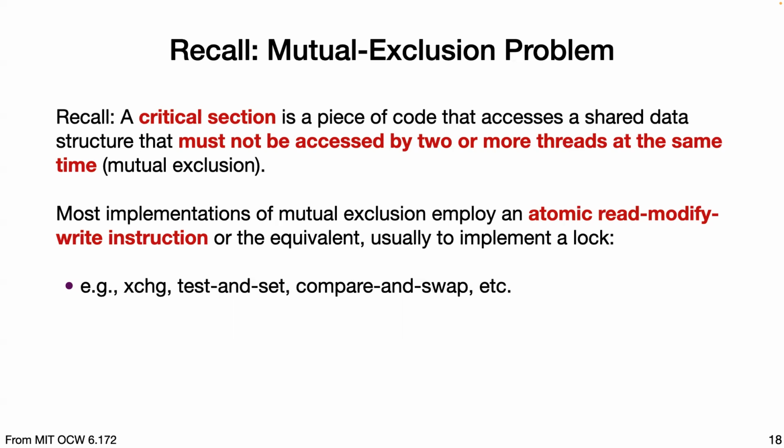Exchange is like, you give it A and B and it puts B where A is. Test and set, you check whether a value is something, and then you set the value. And compare and swap, we'll talk a lot about compare and swap, is like, you have an old value and you have a new value, and then you have some pointer. And if what is at the pointer is equal to the old value, then you replace it with the new value. You can see how you would implement a lock with compare and swap, because you would test if the lock is 0, and if it is, then you would swap in 1.